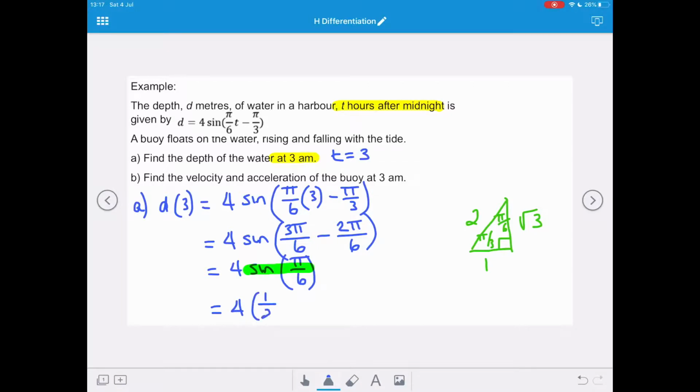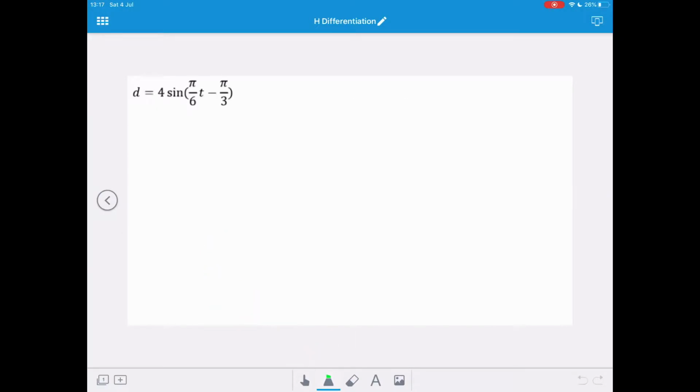So for d of 3, it's 4 times a half, and that gives us a value of 2, and our units are meters at 3 a.m. Now for part B, we want to use our rate of change to find the velocity and the acceleration of the boy at 3 a.m.